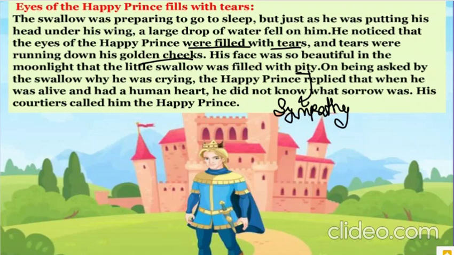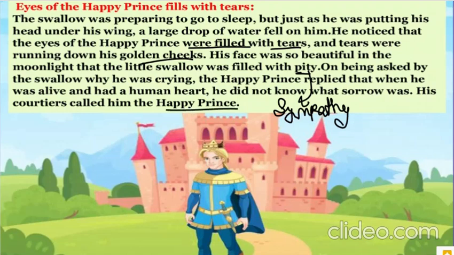The king had such a beautiful and great statue in the moonlight. It was looking so good that the little swallow was filled with sympathy, thinking, oh, why is the Happy Prince sad and crying? On being asked by the swallow why he was crying, the Happy Prince replied that when he was alive and had a human heart, he did not know what sorrow was. His courtiers called him the Happy Prince.